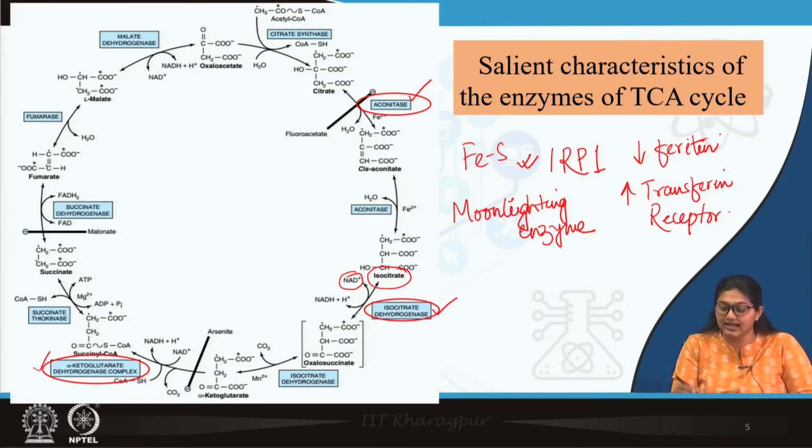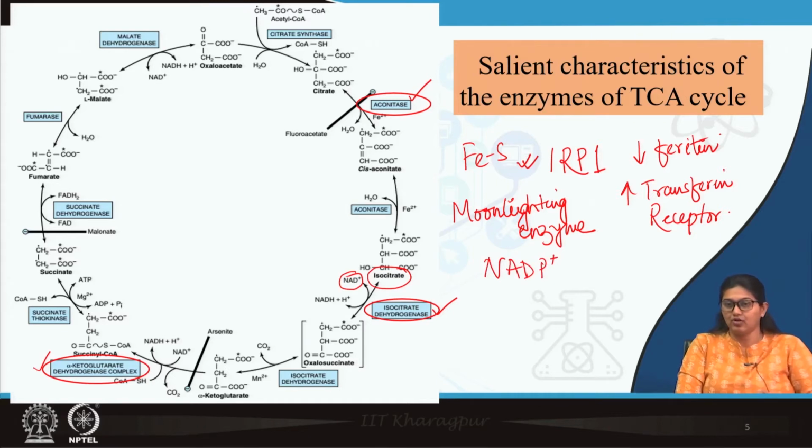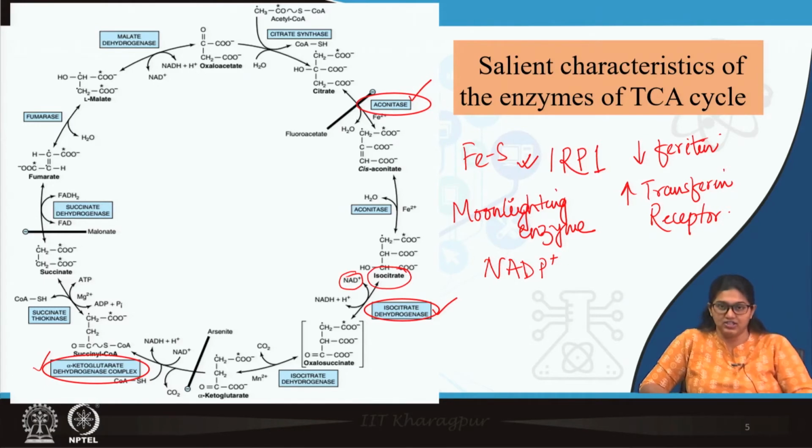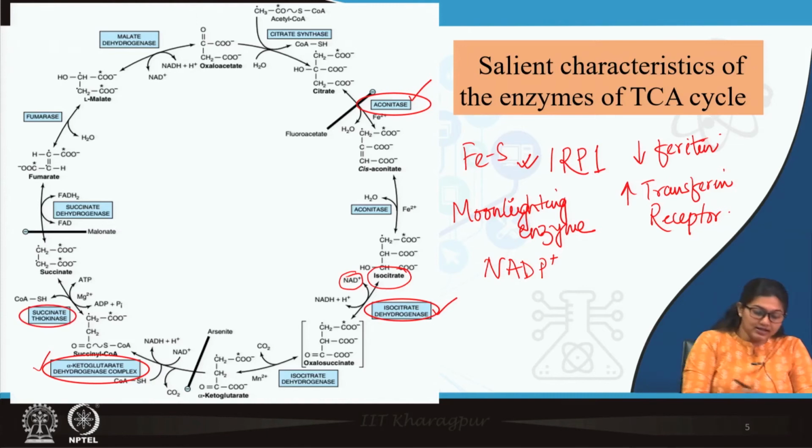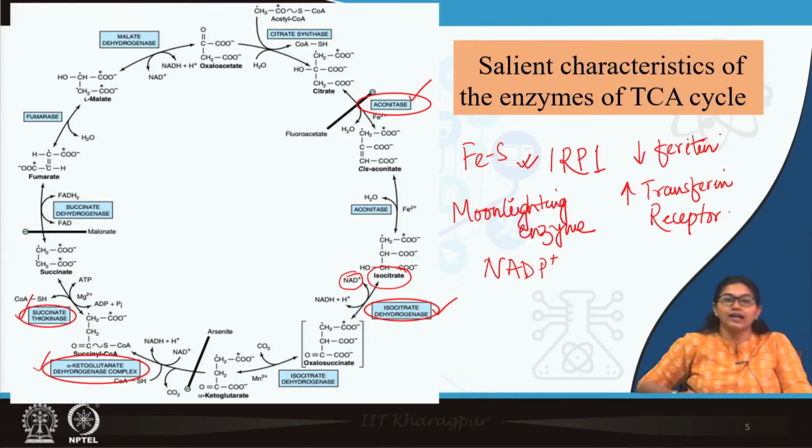Another form utilizes NADP, and that form is present both in mitochondria as well as cytosol. Those isoenzymes are important for synthesizing NADPH.